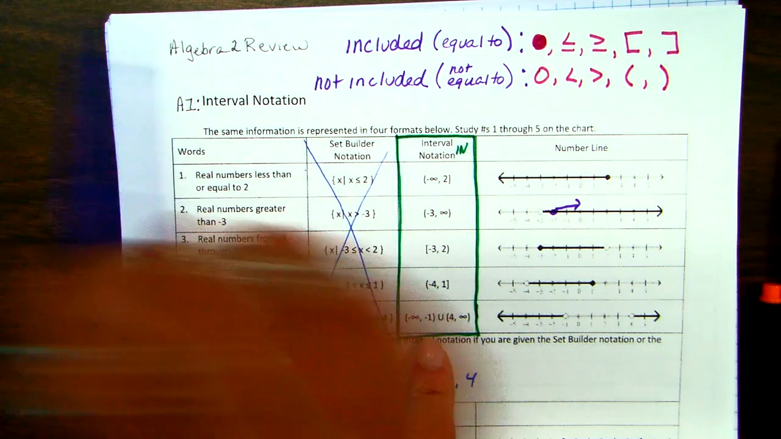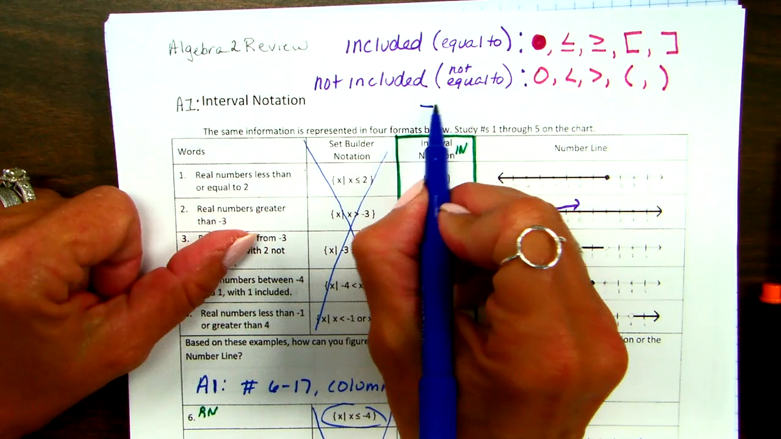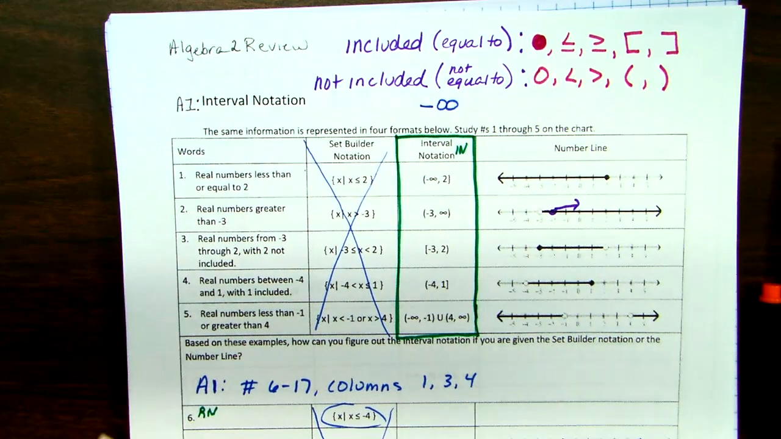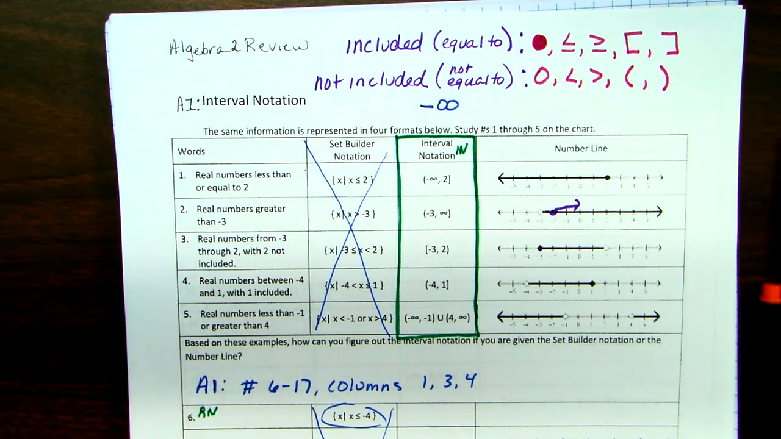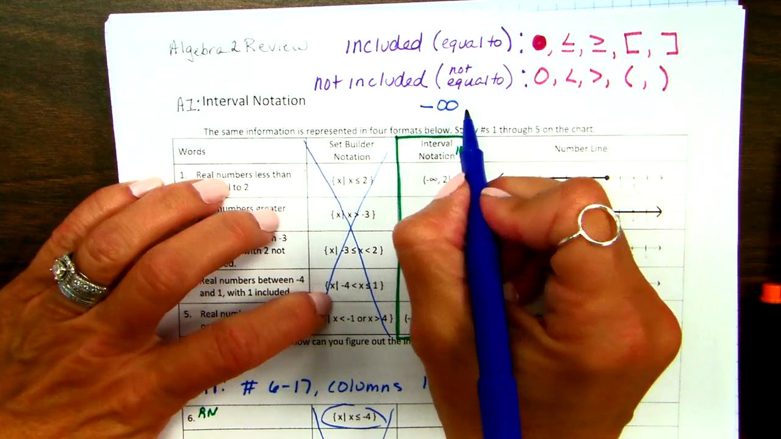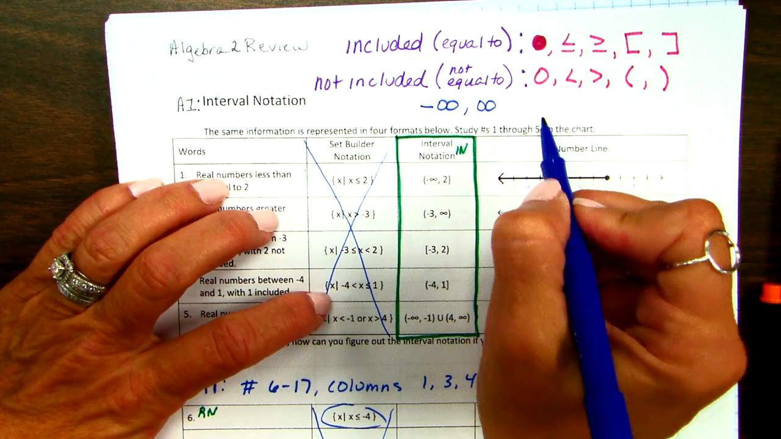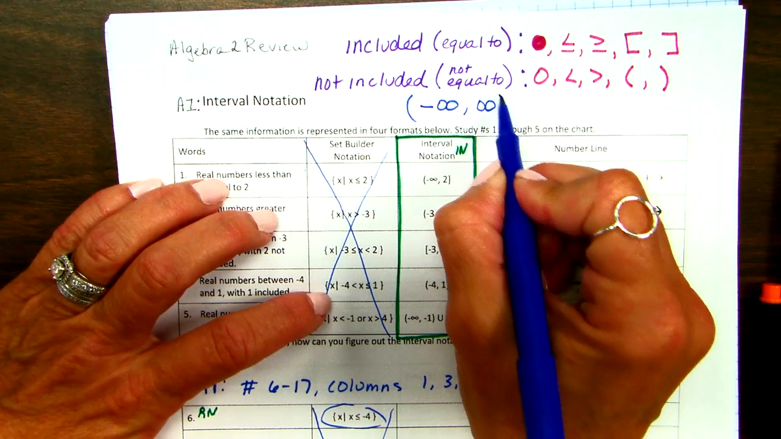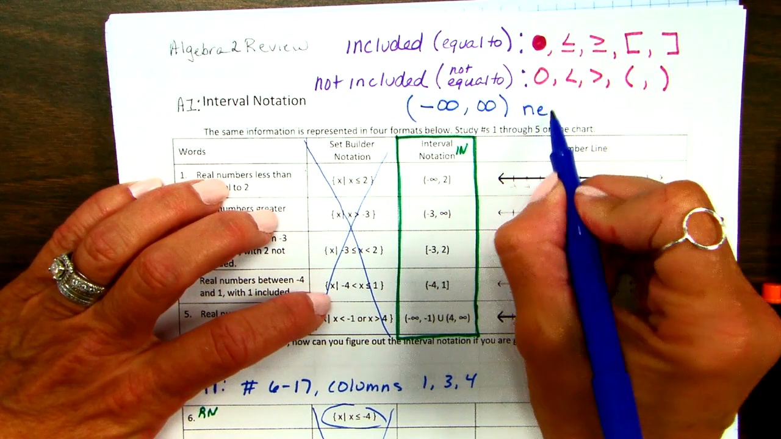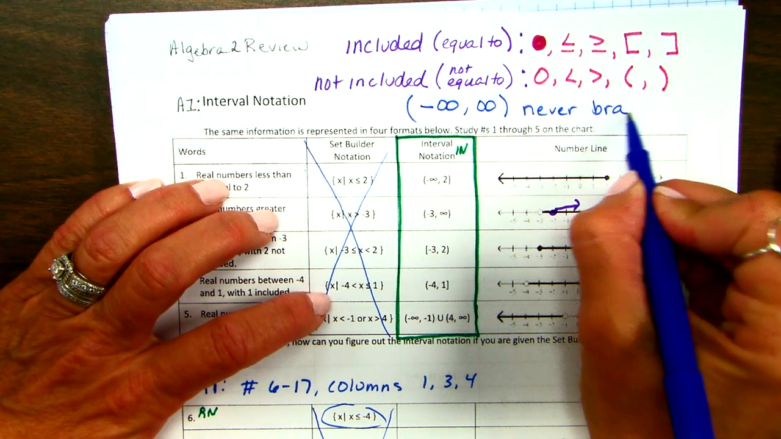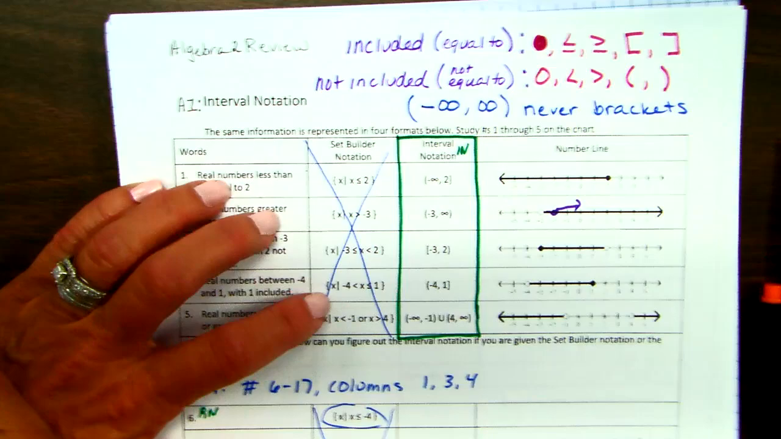Also really important is for negative infinity, which is to the left of a number, so to the left, number is less than a number, and positive infinity, always use parentheses, never brackets. Okay?